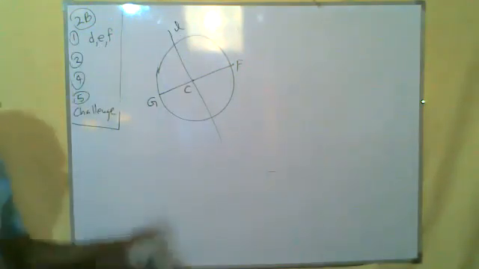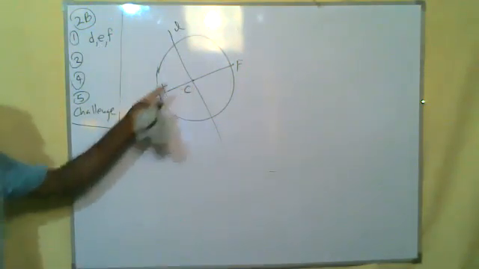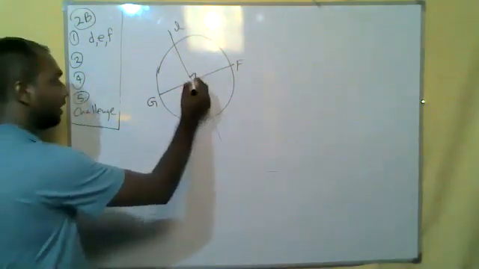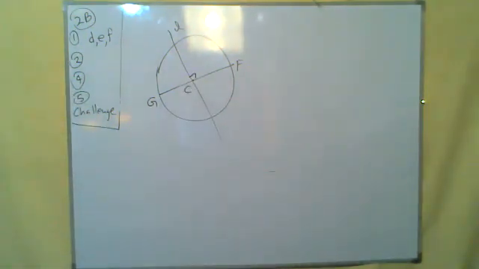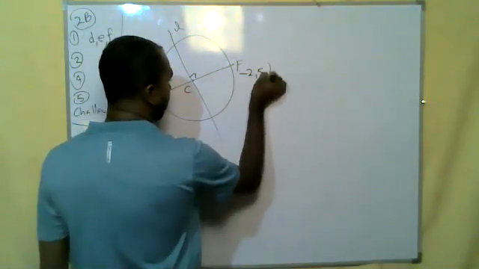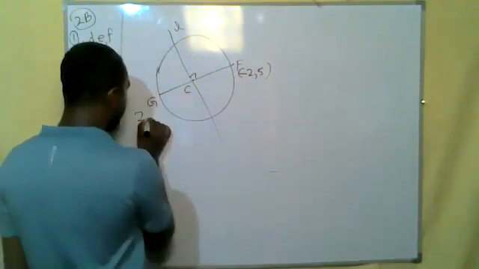What are they saying? There is a circle, C is the center, G and F are 2 ends of a diameter. And a line called L passes through C and is perpendicular to FG. They are asking, what is the equation of that line? So what are F and G? F is (-2, 5) and here we have G (2, 9).